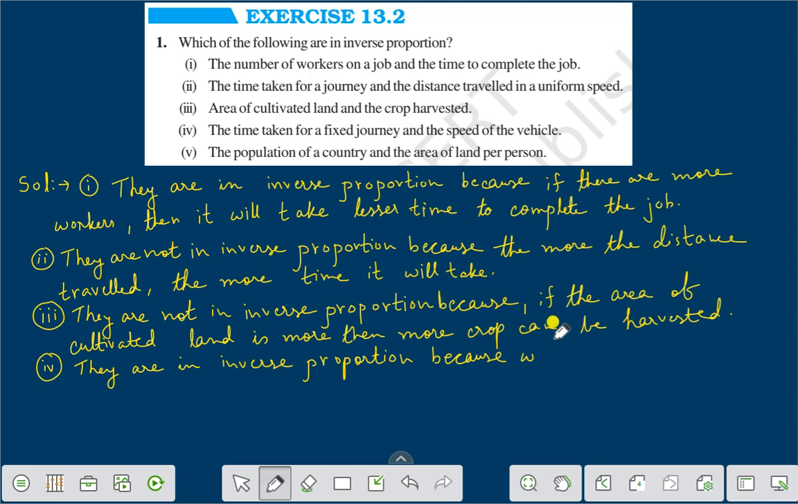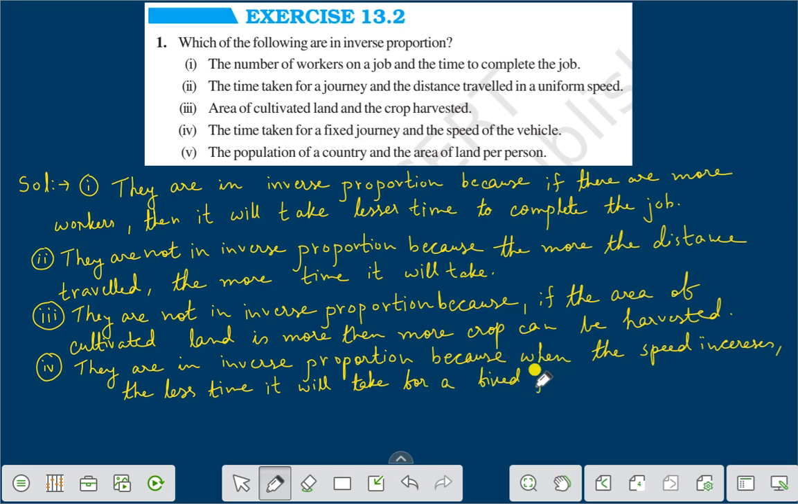When the speed increases, the less time it will take for a fixed journey.